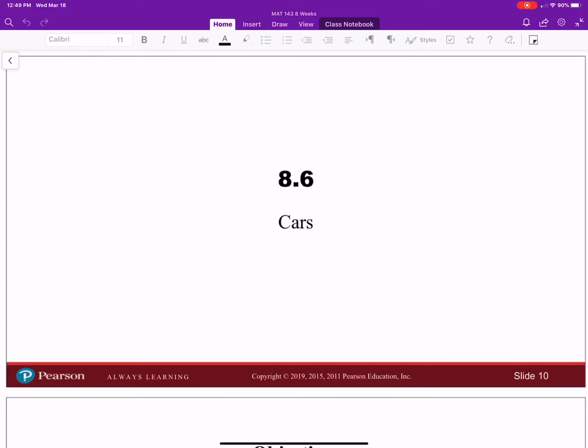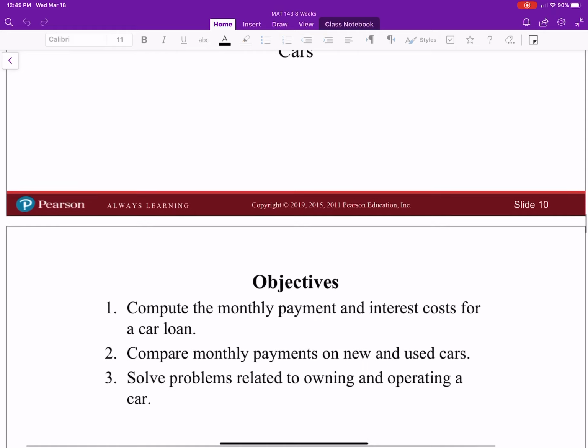Hello class, today we'll be looking at 8.6 and we'll be talking about cars, which is not like the title, it's car payments. So we'll be talking about the car payment that you will have monthly. We'll be talking about the different types of car payments, and we'll also be talking about the difference between renting a car, leasing a car, and actually getting a newer or used car.